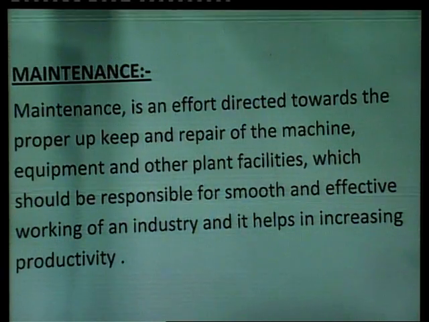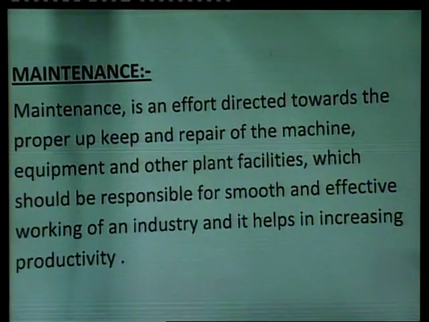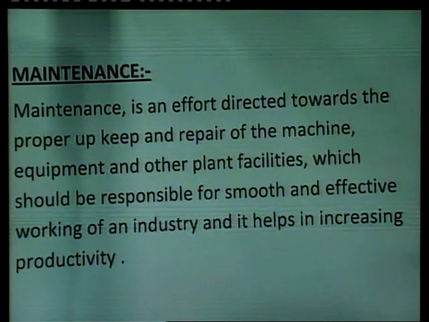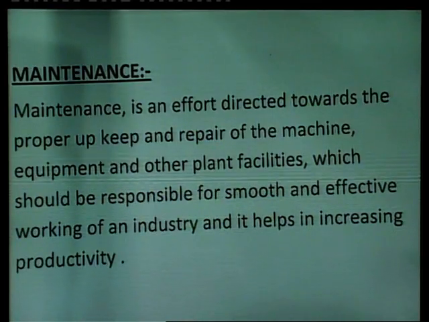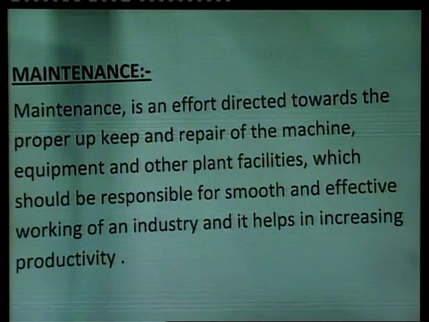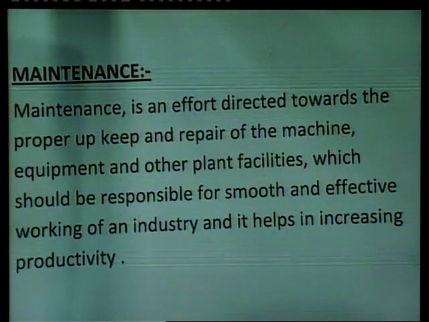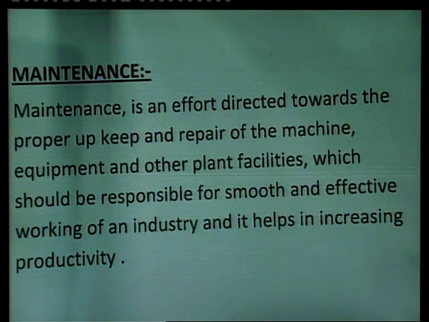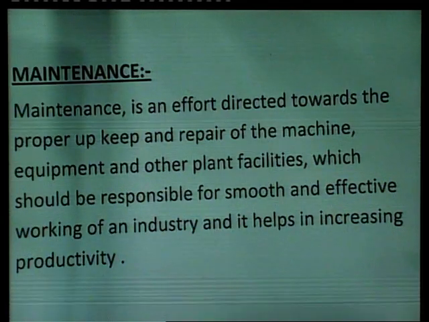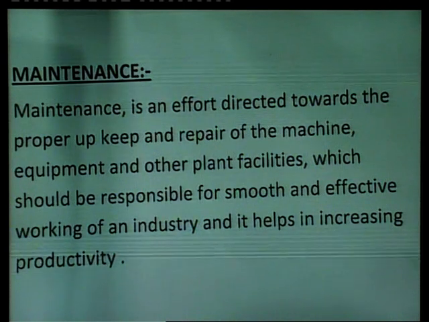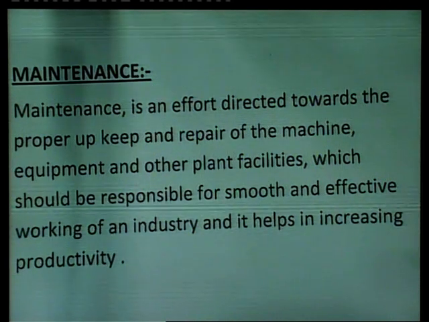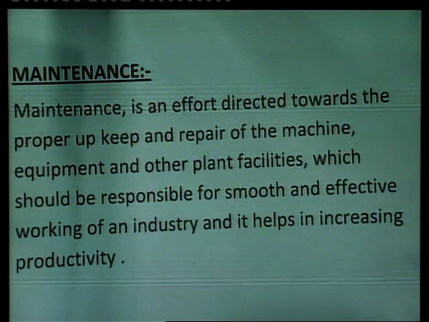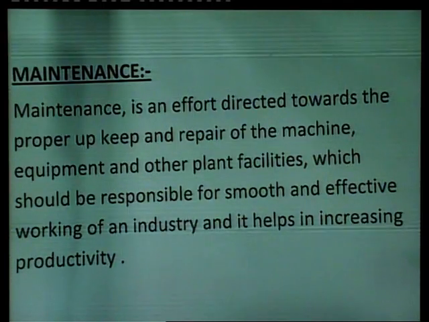can be defined as an effort directed towards the proper upkeep and repair of the machine, equipment and other plant facilities, which should be responsible for smooth and effective working of an industry, and it helps in increasing productivity. As maintenance is very important, it improves efficiency, increases productivity, reduces breakdown time, and improves the economy of the plant.